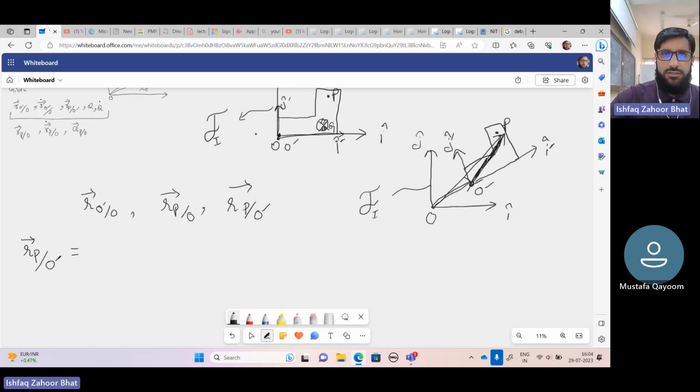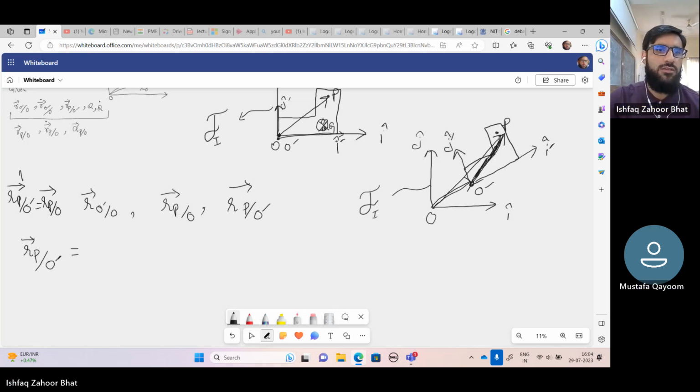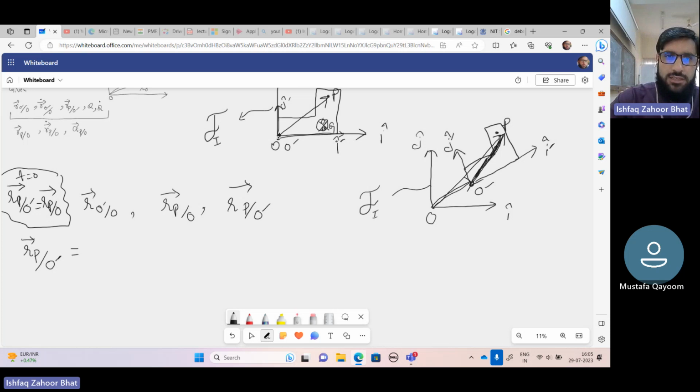If you initially see this vector, this was R P with respect to O dash, and this was nothing but R P with respect to O. Was this at t equal to 0? Yes, t is equal to 0. At t equal to 0, you can see R P O dash and R P O are the same. Okay.